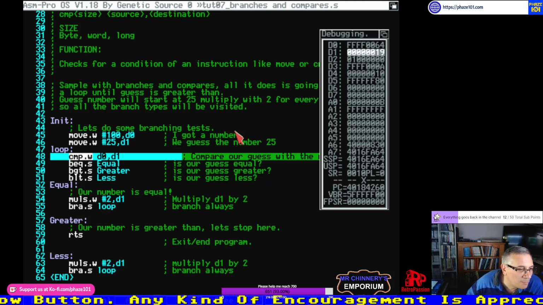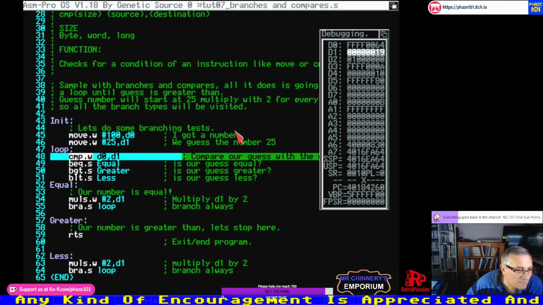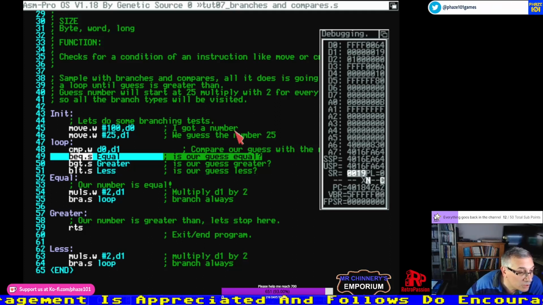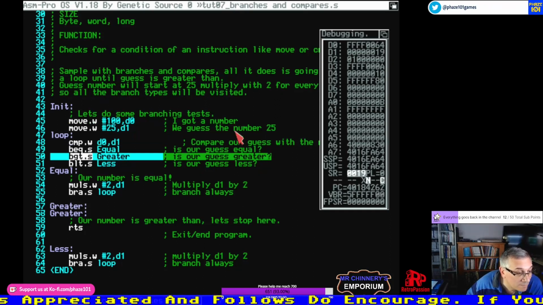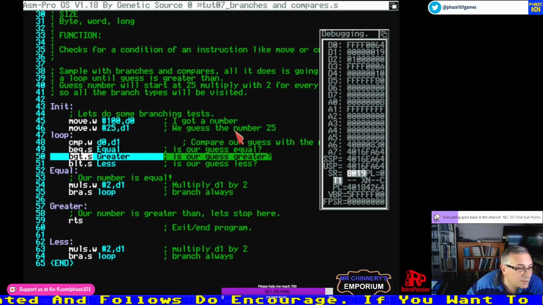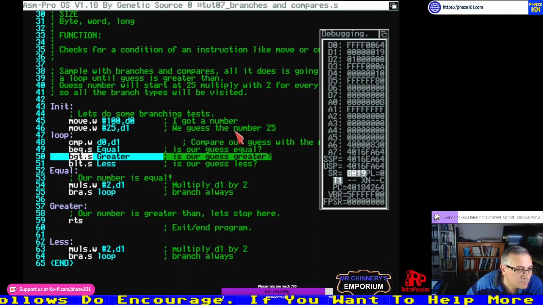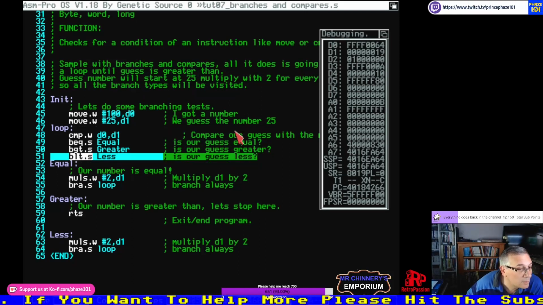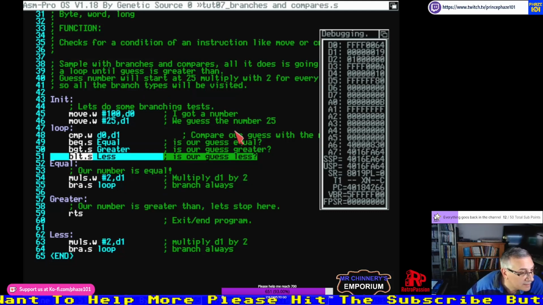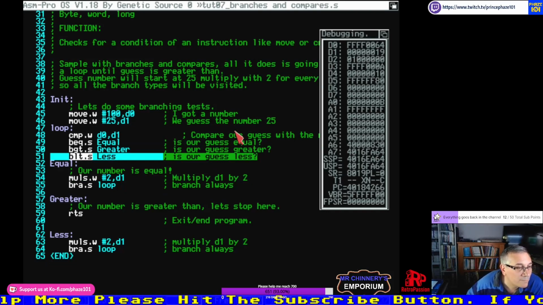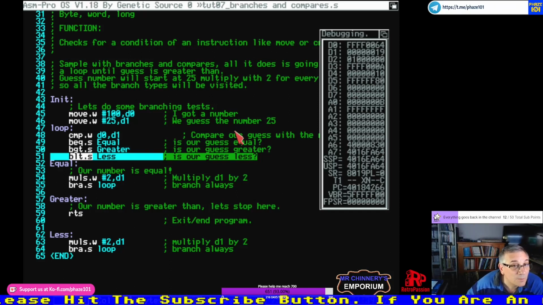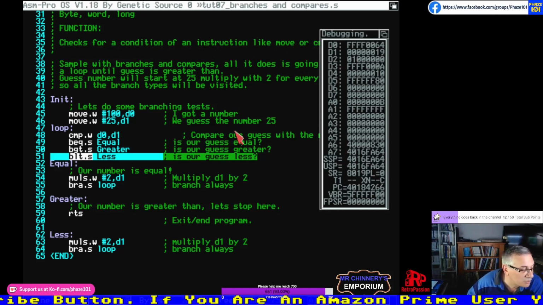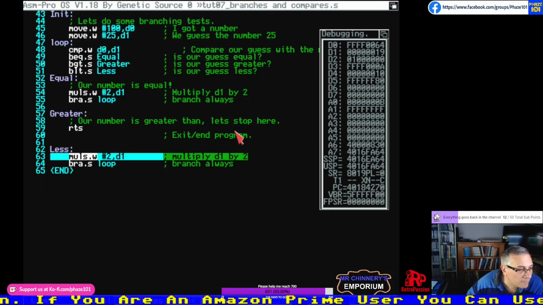So we are going to compare D1 with D0, okay? Are they the same? Are they equal? If they are equal, we jump. So are they the same? It shouldn't be. So we go to the next instruction. Is D1 greater than D0? It's not. So we should not execute that. Is D1 less than D0? It is. So we execute the less instruction. We jump to the less label, as you can see here.